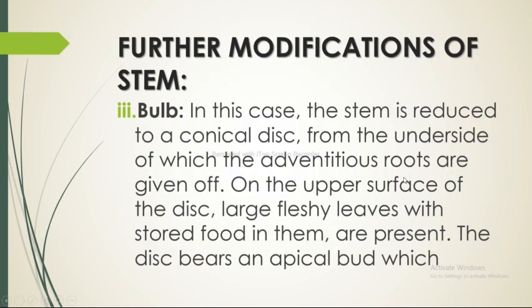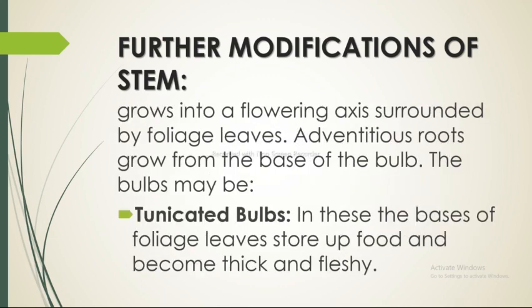So the next type is the bulb. In this case, the stem is reduced to a conical disc, from the underside of which the adventitious roots are given off. On the upper surface of the disc, the large fleshy leaves with the stored food in them are present, and the disc bears an apical bud which grows into a flowering axis surrounded by the foliage leaves. So adventitious roots grow from the base of the bulb.